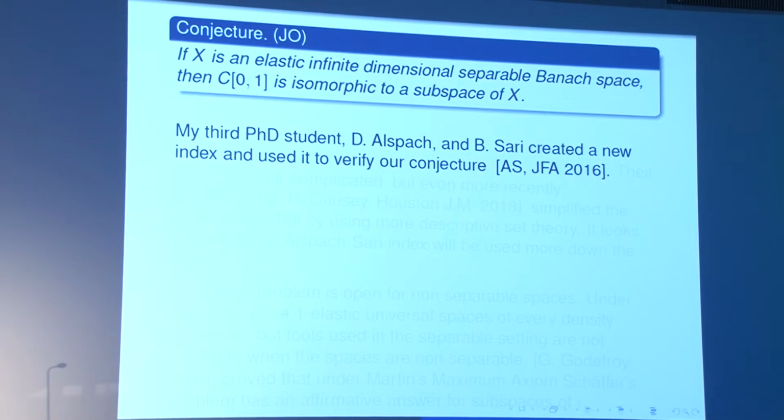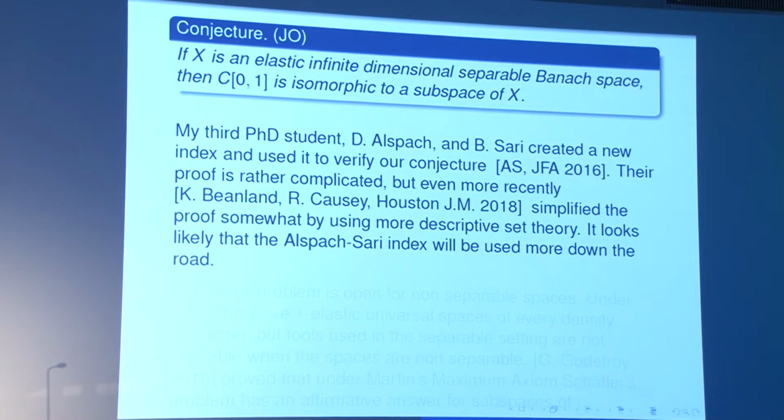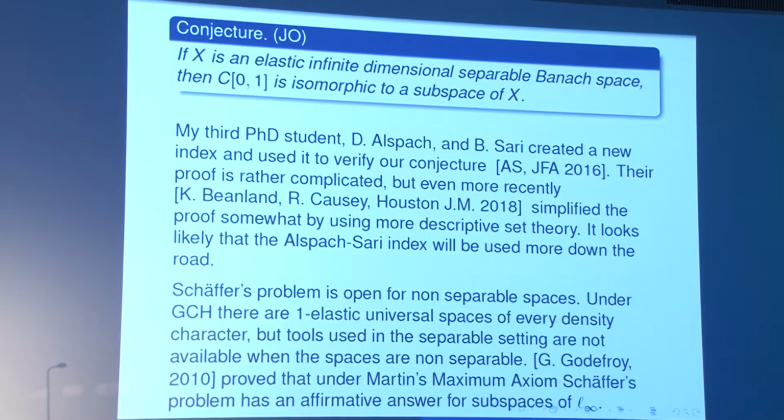And of course, we were hoping to simplify our proof of solving the Schaefer problem. Actually, if you use their proof and input it and then simplify our proof, it's 10 times more complicated than our proof. But still, it's a very nice result. And fortunately, just a couple of years ago, Kevin Beanland and Ryan Causey were able to simplify this proof of Alspach and Sari by interjecting some more descriptive set theory into it. And I feel confident that this index will have an impact down the road.